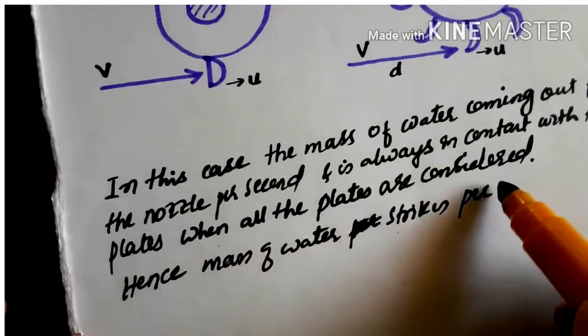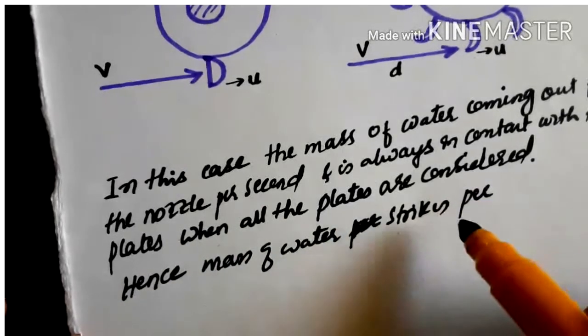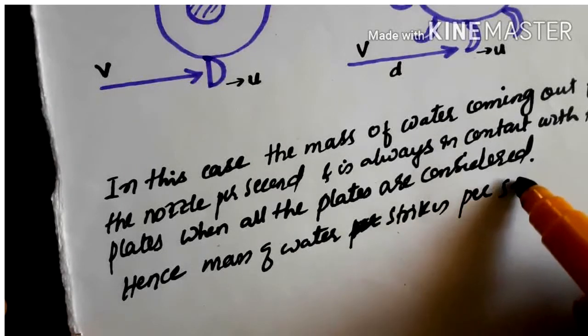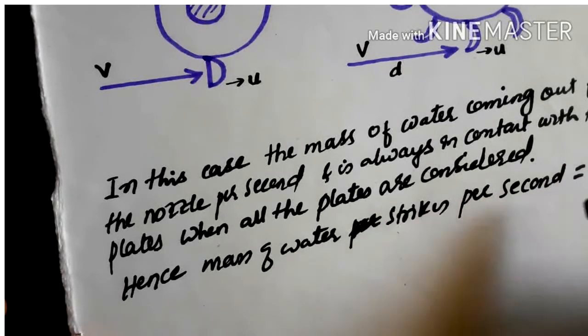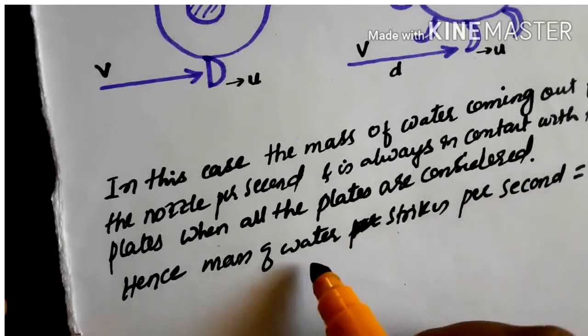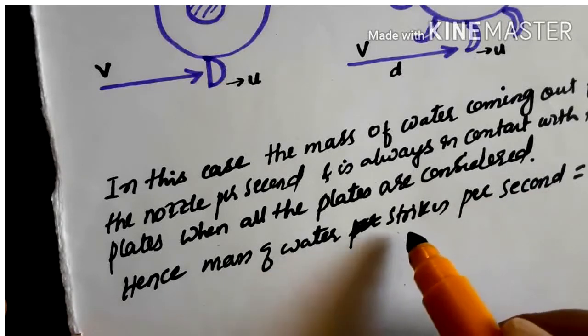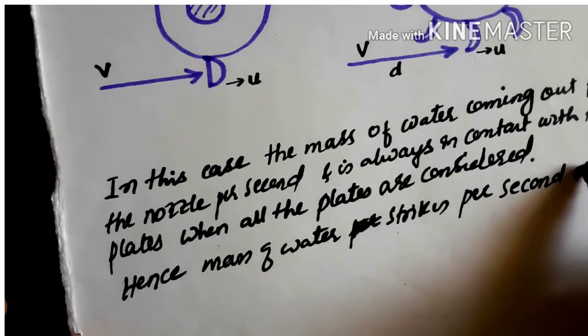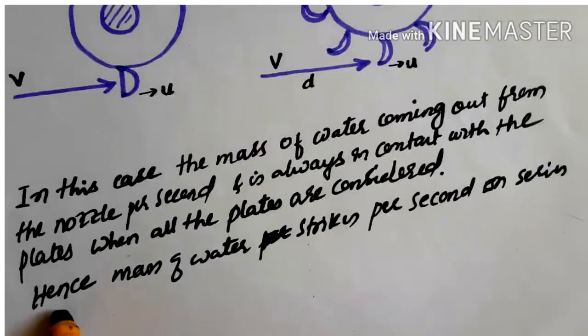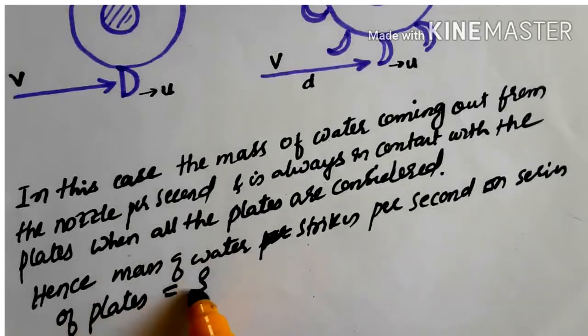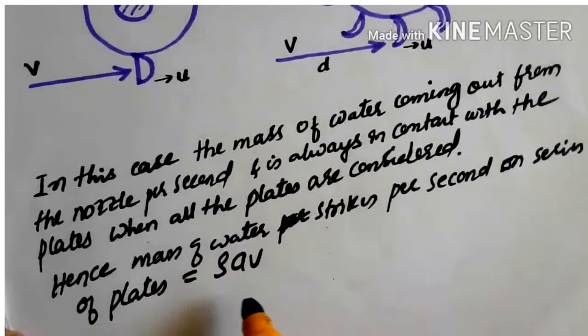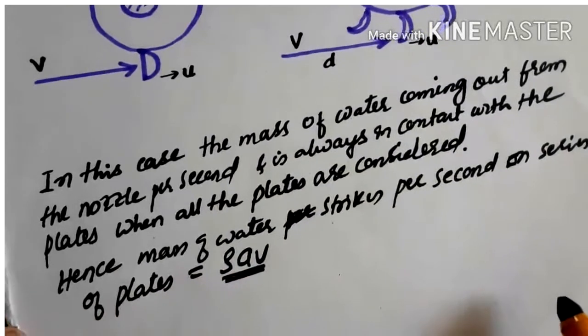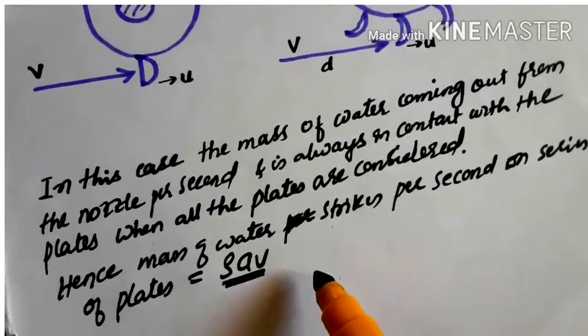hence the mass of water striking per second on a series of plates can be given as rho A V. Okay, here we will take rho A V as mass per second. This is the mass of water striking per second.